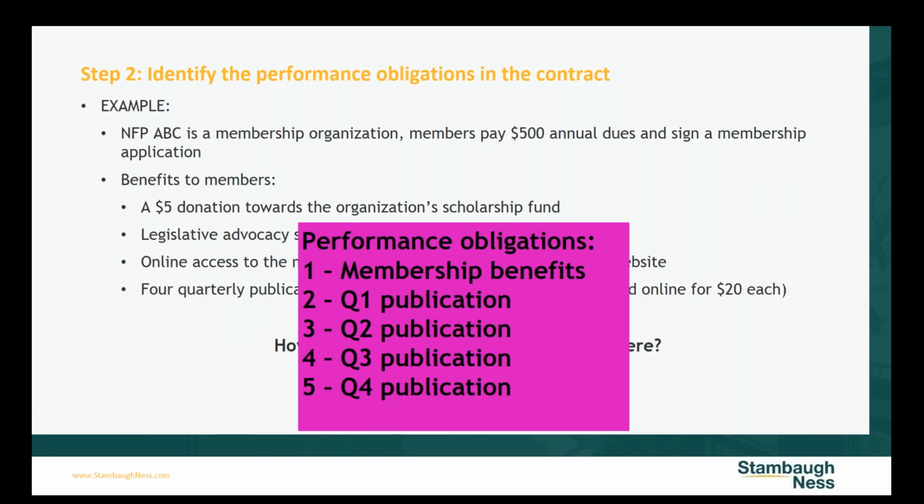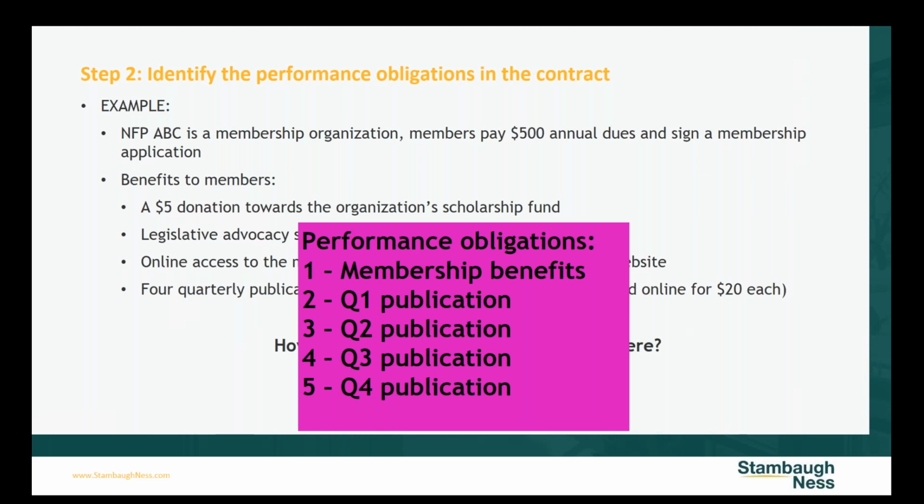We know that the quarterly publications on their own are each, you can almost call them, a deliverable or their own performance obligation, because I, as a non-member, can go and purchase that publication for $20. So each one of those is its own performance obligation. They have to send them the 4 quarterly publications.